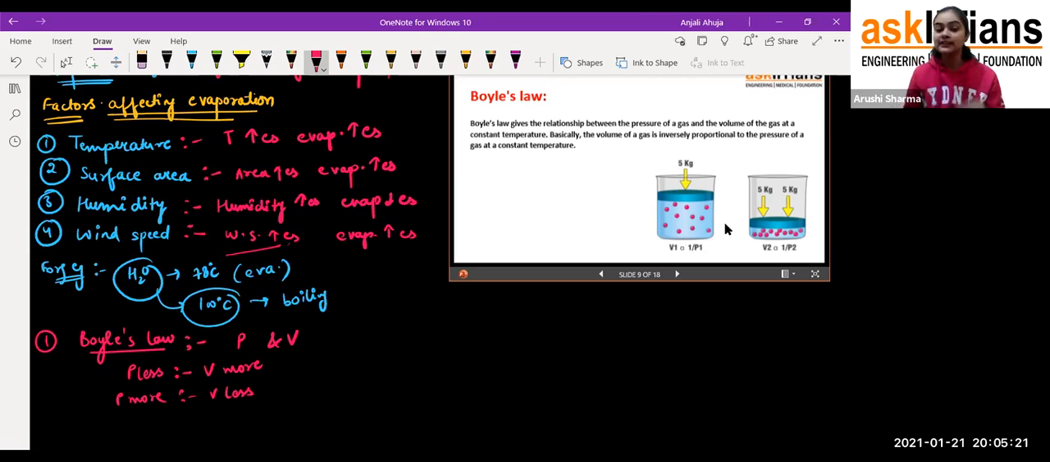So what's the factor is, we can say from here, student, that the pressure is inversely proportional to the volume. That means if you increase the pressure, the particles will come closer to each other, and that's how the volume is going to be decreased.